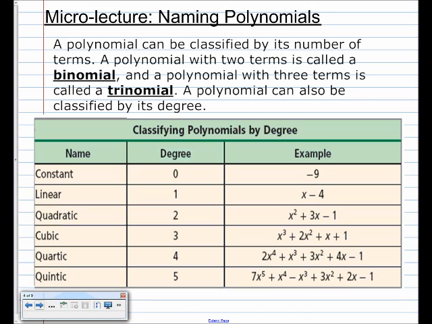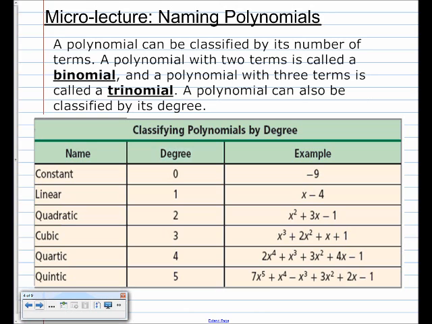Binomial, think of like a bicycle. How many wheels on a bicycle? 2, so we have 2 terms. Tricycle, 3, so trinomial is 3 terms. And we'll talk about what happens when there's more than 3 terms.